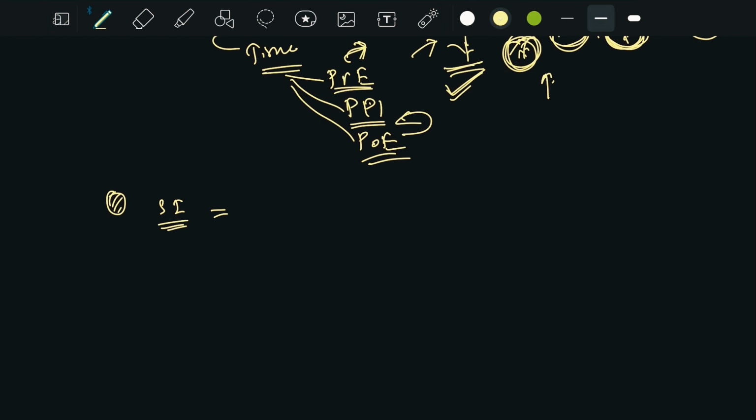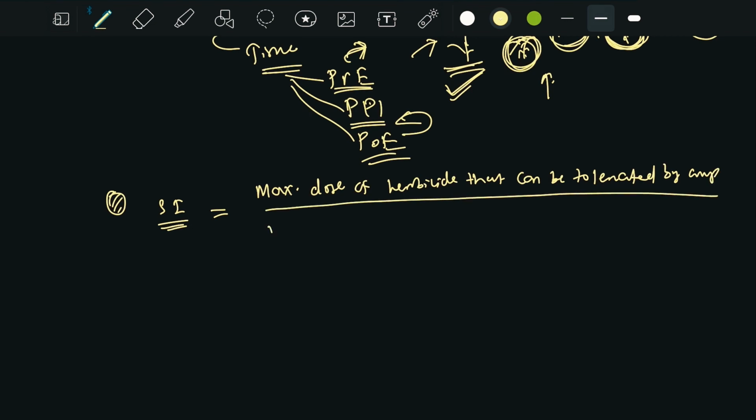Selectivity index is equal to the maximum dose of herbicide that can be tolerated by the plant or crop, divided by the minimum dose of herbicide required to control the weeds. So selectivity index is the maximum dose of herbicide that can be tolerated by the crop over the minimum dose of herbicide that is required to control the weeds.